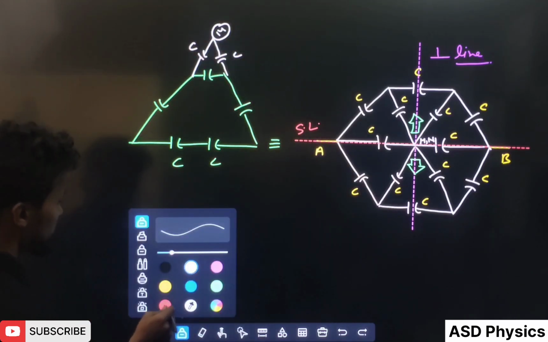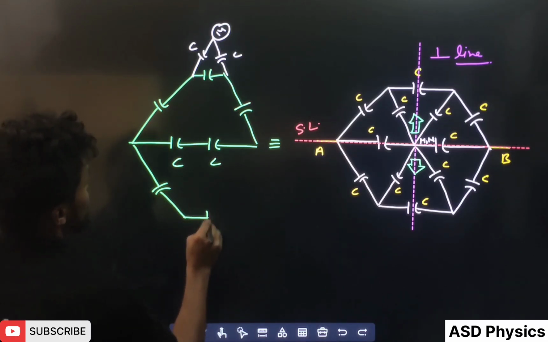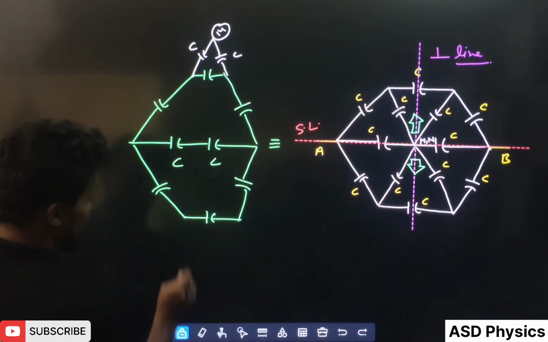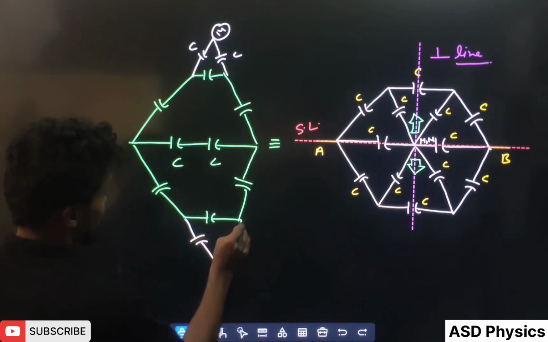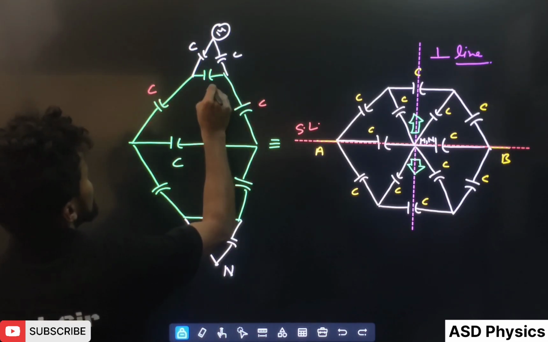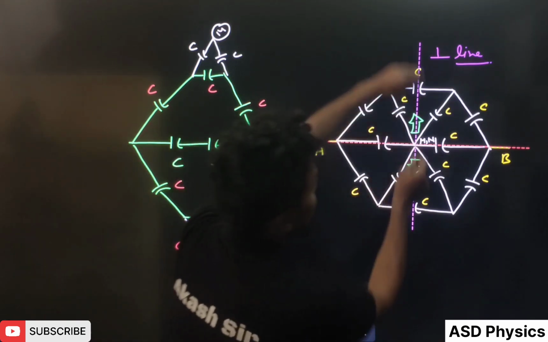Similarly, students, in the mirror formation, we can draw this side also like this. You can see very well. And here I have removed this. This is the N. And what are the capacitors here? These are all C. Very easy. We have just removed this connection.